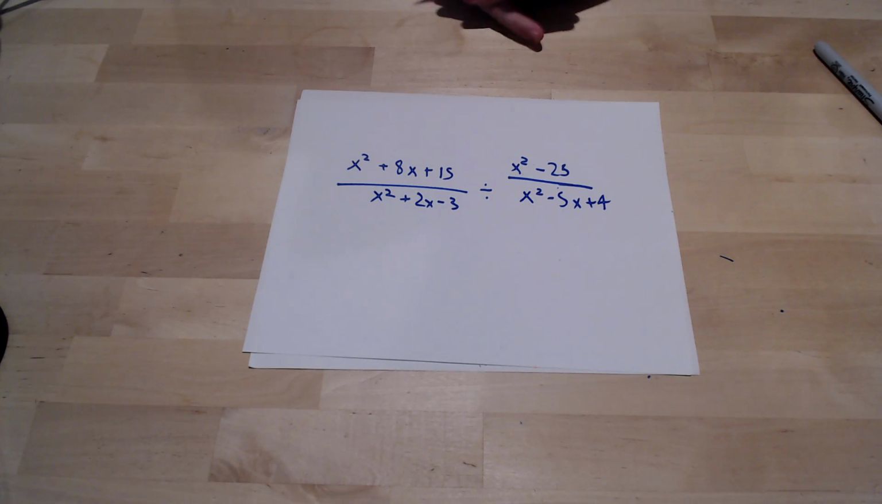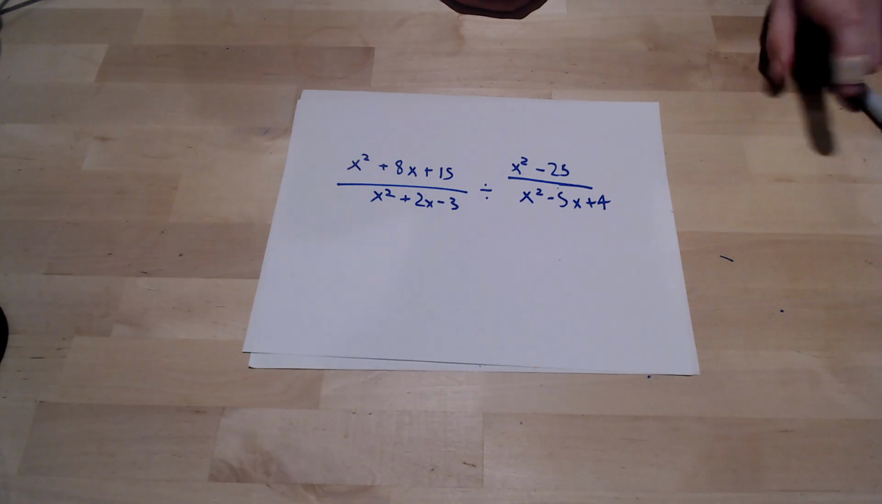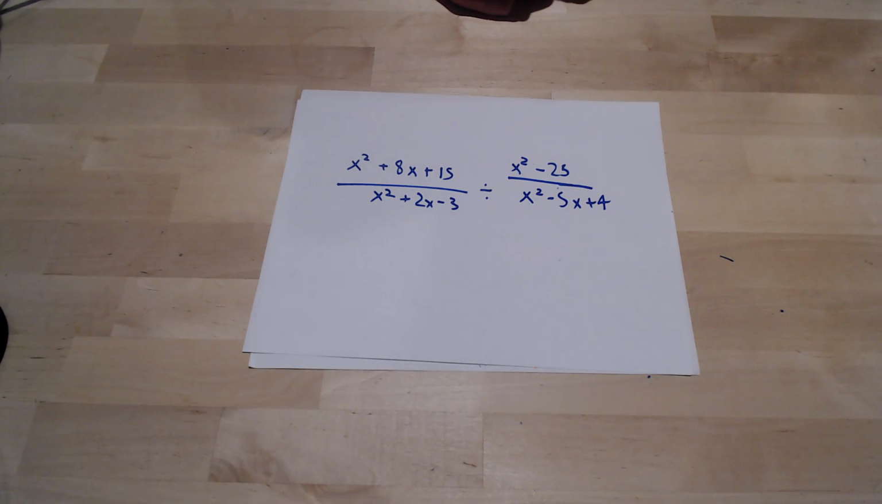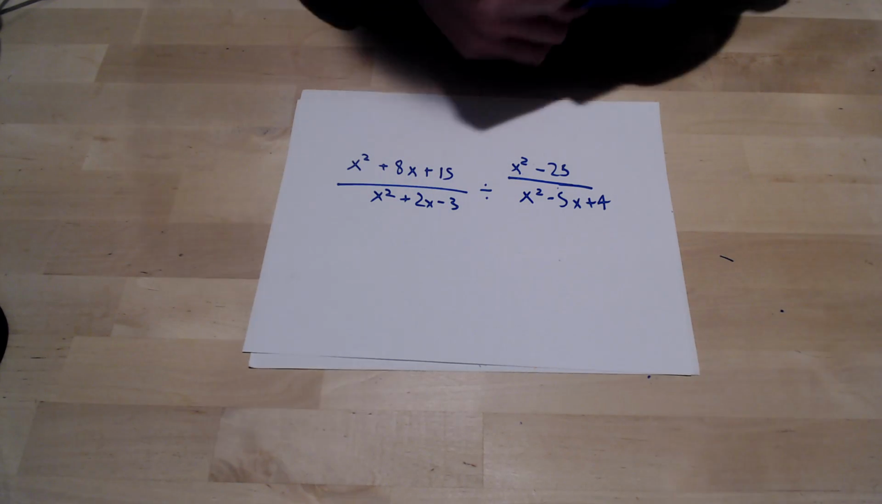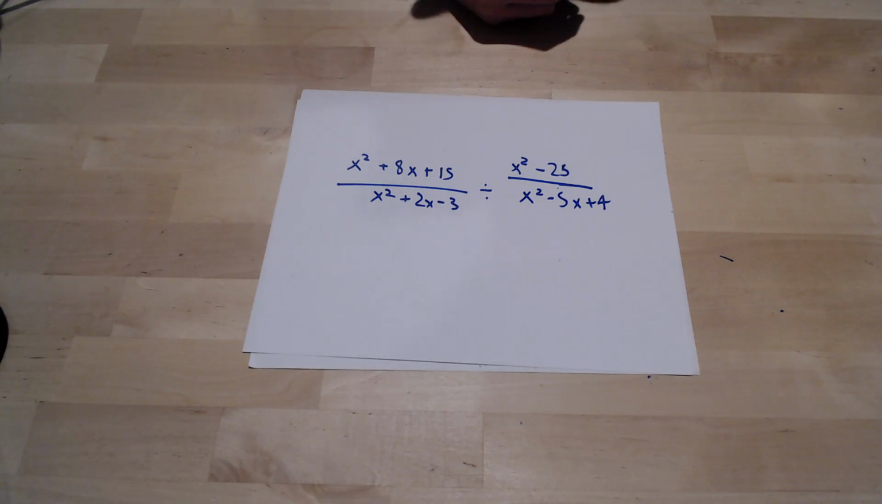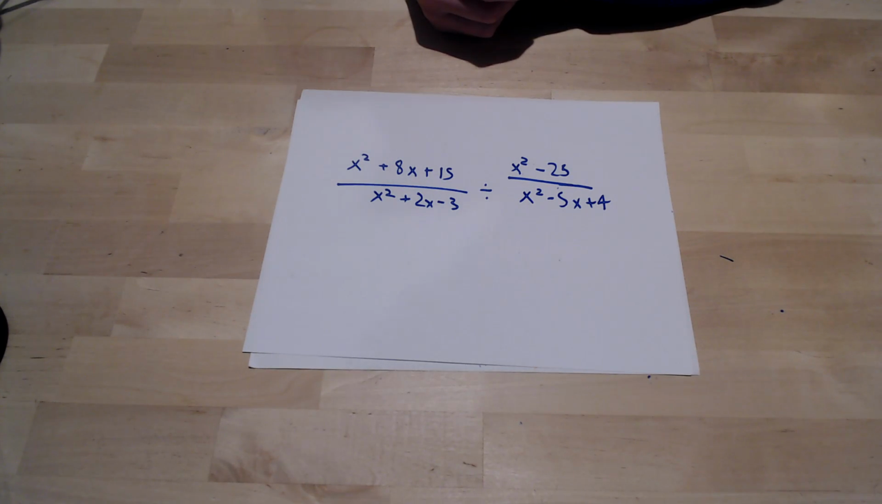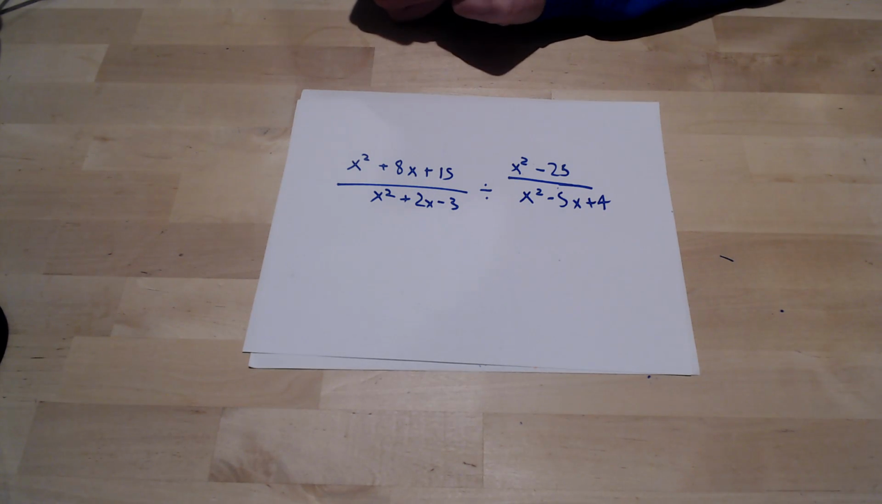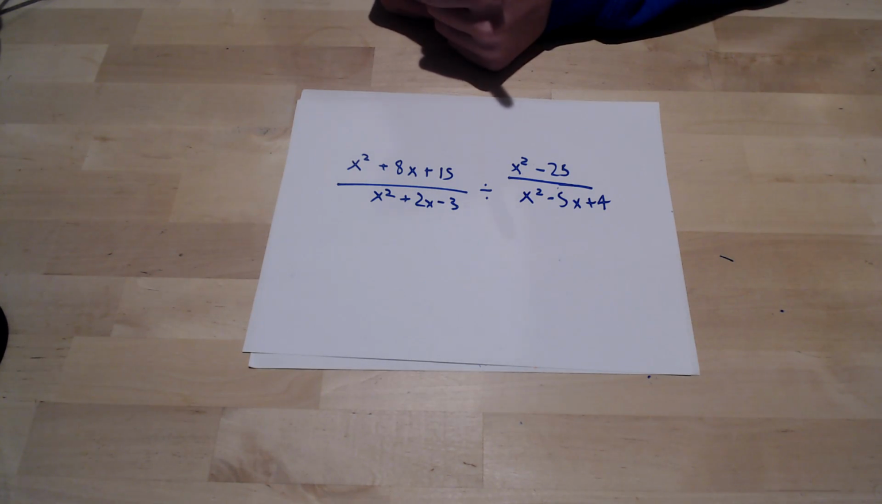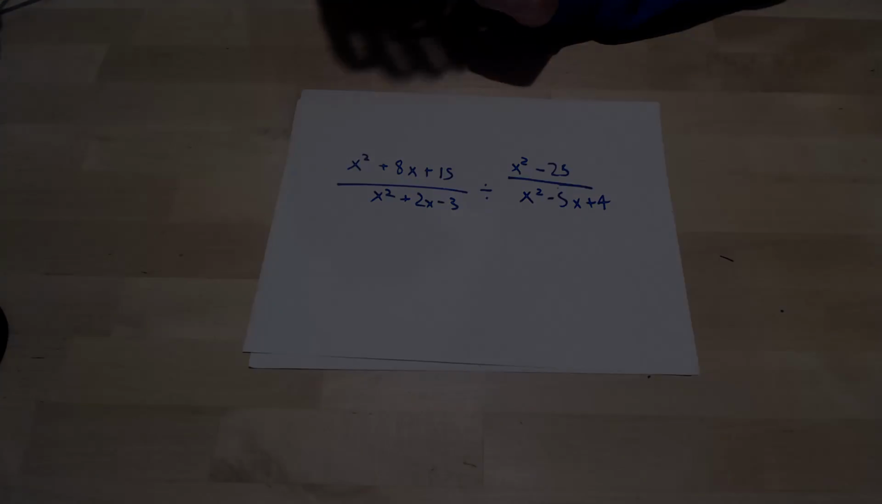So we're back, and the problem that we will be simplifying is (x squared + 8x + 15)/(x squared + 2x - 3) divided by (x squared - 25)/(x squared - 5x + 4).